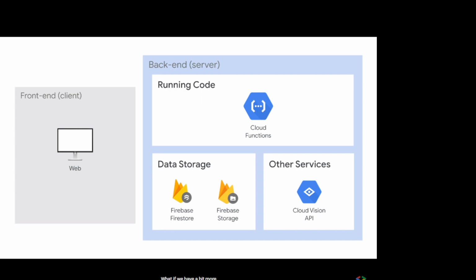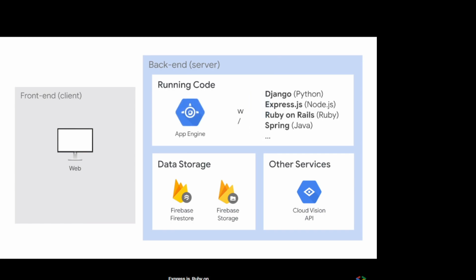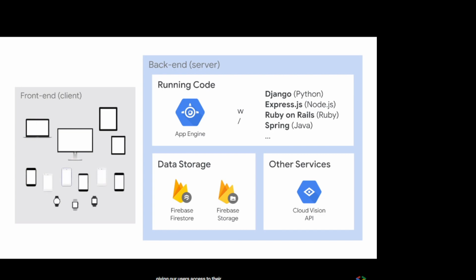What if we have a bit more experience programming and want to use a popular web framework like Django, Express.js, Ruby on Rails, or Spring? In that case, we can use App Engine. This is Google Cloud's Platform as a Service tool, which allows you to upload your code and it handles everything else for you. Lastly, we might want to add different types of clients that each interact with the backend, giving our users access to their photos on all of their devices.